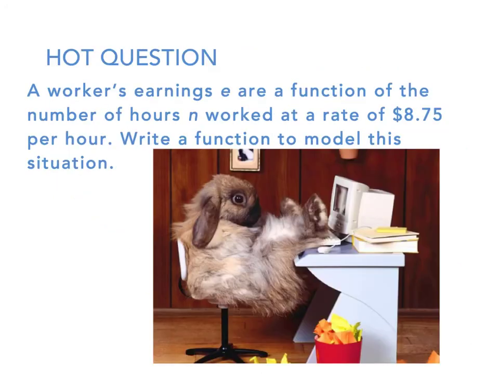So your hot question: a worker's earnings E are a function of the number of hours N worked at a rate of $8.75 per hour. Write a function rule to model this situation. So you want to know the total earnings based on the number of hours worked at a rate of $8.75 per hour, and you need a function rule to model that. Just write your function rule in for your hot question and come in with any questions you have tomorrow.